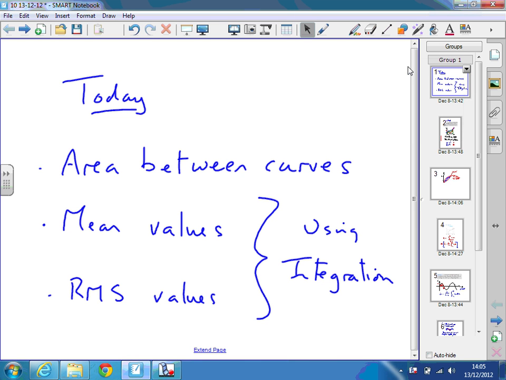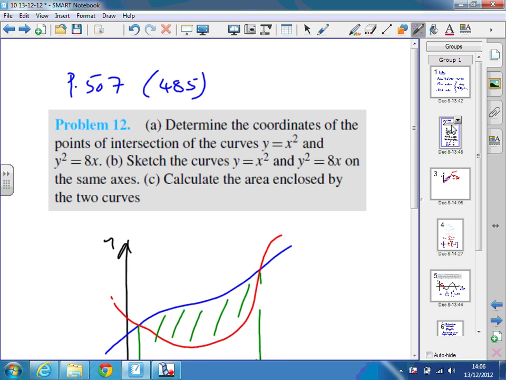So we're going to look at the area between curves and then hopefully the mean and RMS values. The main thrust today, though, is to look at this area between the curves and these mean values. The RMS is really just a special case for mean values, so once we've studied that, that will be quite straightforward. So let's look, by way of an example, at the first example here.